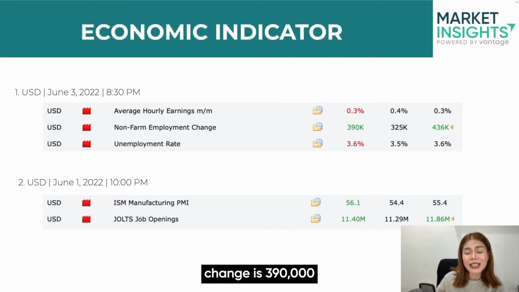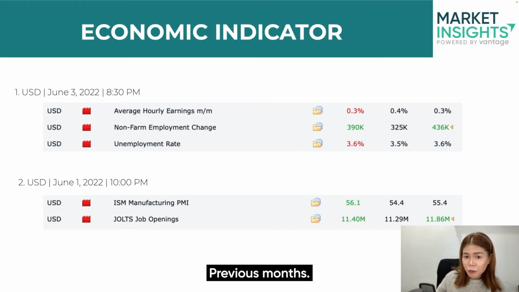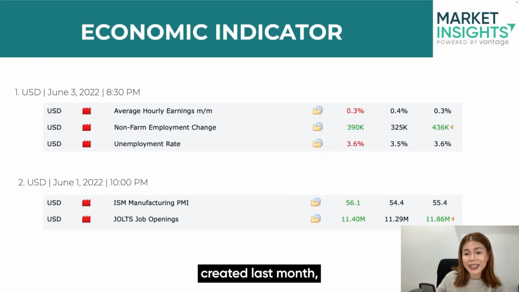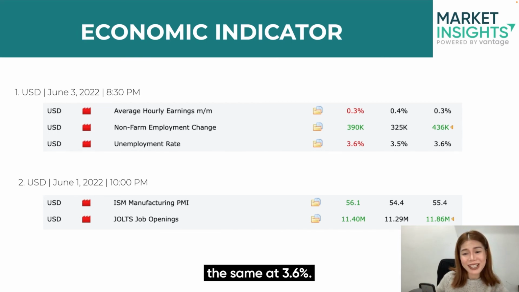Non-farm employment change is 390,000 versus 325,000 forecasted versus 436,000 the previous month. Although 390,000 is smaller in number compared to the number of jobs created last month, this is still a very good data. It means they have generated 390,000 new jobs, and this is better than the forecast. Unemployment rate, however, is 3.6%, expected to be less at around 3.5%, but the actual is the same at 3.6%. So this is red in color.